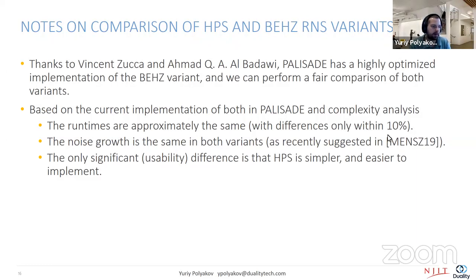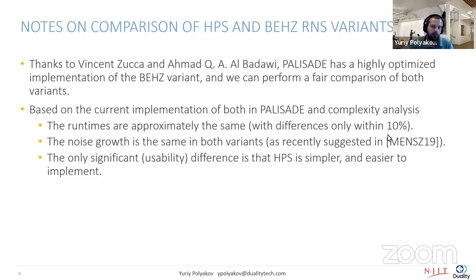I mean, almost the same. And the main bottleneck is in the number of NTTs, and the number of NTTs is roughly the same for both approaches. So this is, after all, state-of-the-art optimizations applied to both variants. The noise growth is actually the same in both variants. This was noted recently in the paper that I mentioned, and all those improvements were added to PALISADE and implemented. So from the noise growth perspective, these are also equivalent to each other.